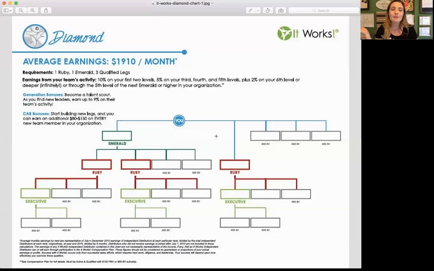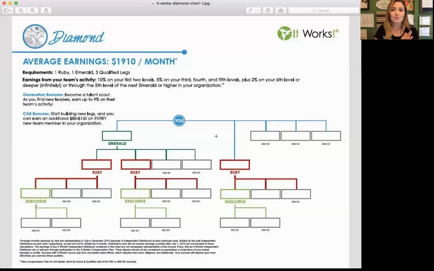So if you end up signing this rock star in June and you just went diamond and she signs up 10 people that month, that's $800 in bonuses you will get strictly because you were her diamond leader. So that's why I'm saying it's so vital to get to diamond.